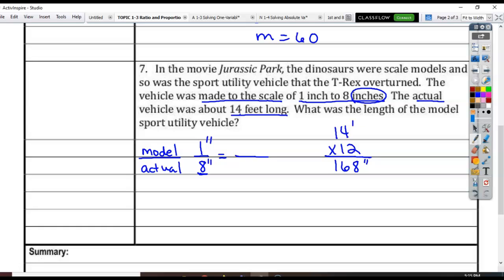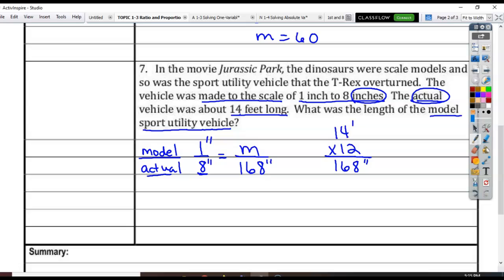Okay, where do I put that 168 inches? It says the actual size right there. So I'm going to come here, find my actual. It's down at the bottom. In the denominator, I'm going to put 168 inches right there. Then it says, what is the length of the model of the sports utility vehicle? So I'm just going to put that in right there for model.